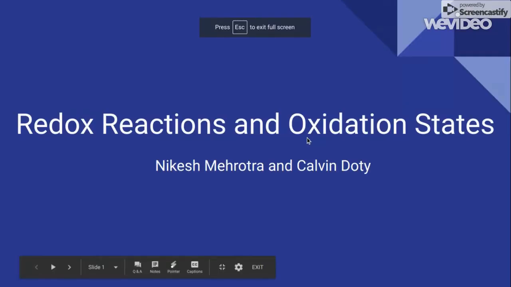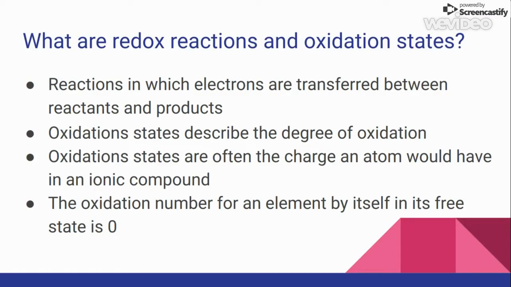Alright, so here's a quick review of redox reactions and oxidation state. What are redox reactions and oxidation states? Reactions in which electrons are transferred between reactants and products. Oxidation states describe the degree of oxidation. Oxidation states are often the charge an atom would have in an ionic compound. The oxidation number for an element by itself in its free state is always 0.